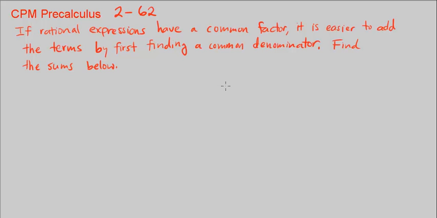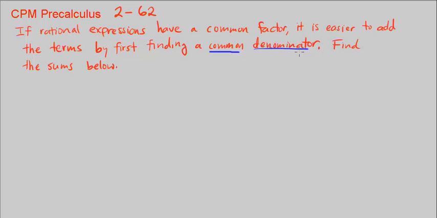This is CPM Precalculus, Chapter 2, number 62. If the rational expressions have a common factor, it is usually easier to add the terms using the standard method of first finding a common denominator. Okay, common denominator is the key thing.